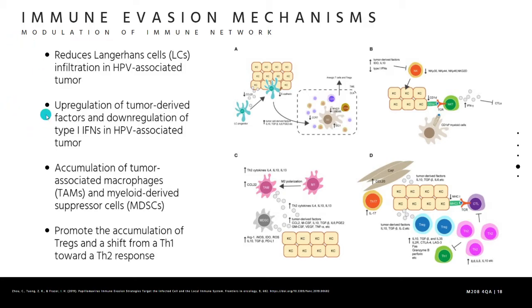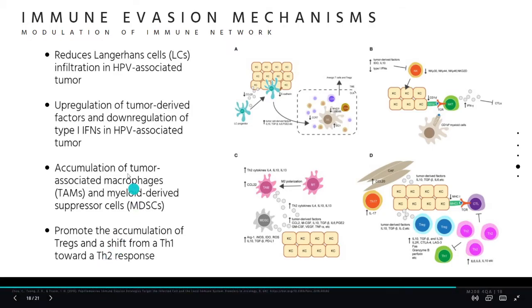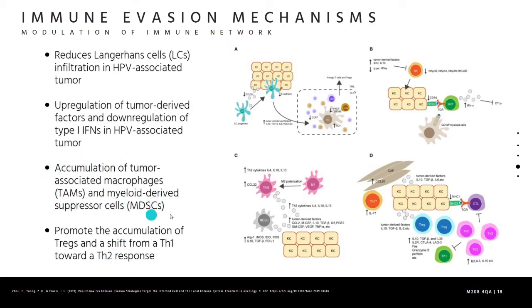They can also upregulate tumor derived factors and downregulate type 1 interferons in HPV associated tumors. Again, these interferons promote an antiviral state. And so if they are downregulated, it can suppress natural killer cell activation and its killing capacity against tumor cells. And then they can also cause the accumulation of tumor-associated macrophages and myeloid-derived suppressor cells.